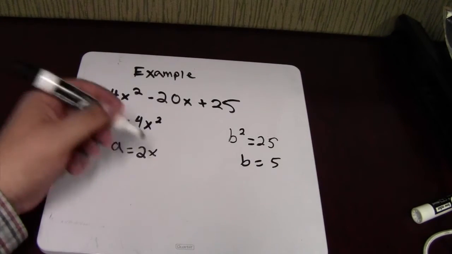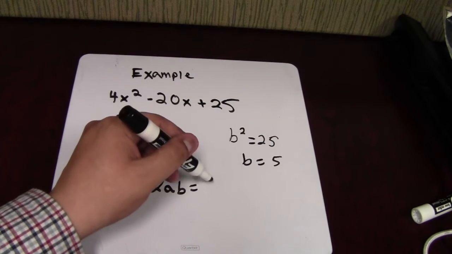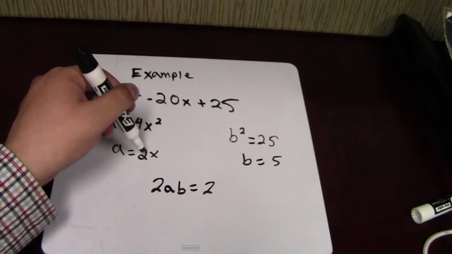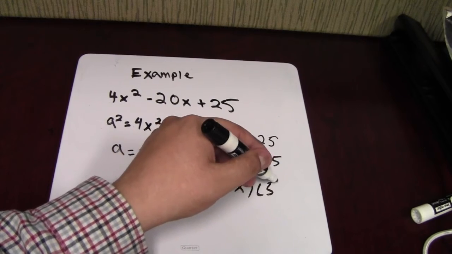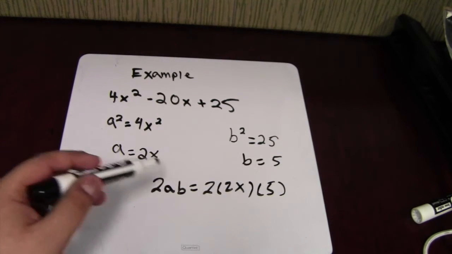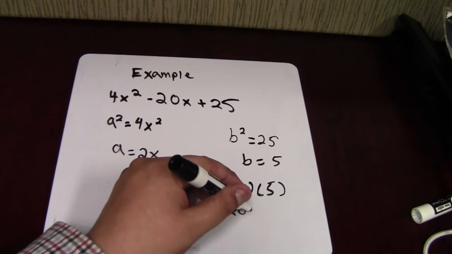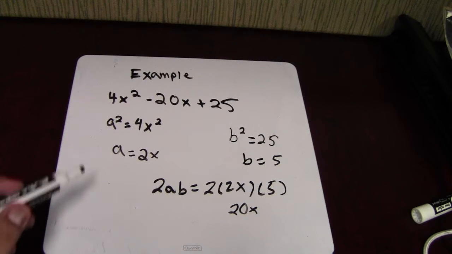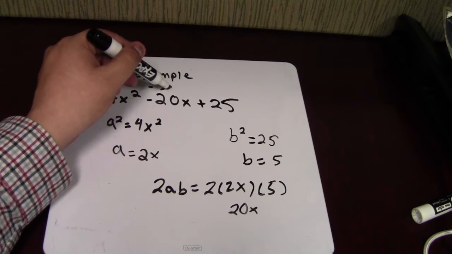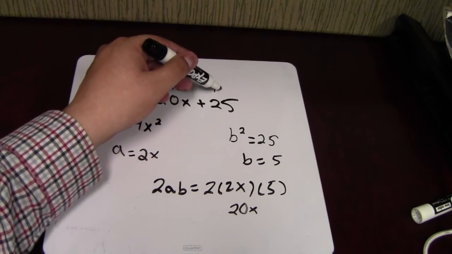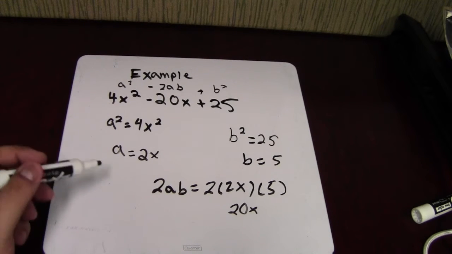Let's look at that. What is 2ab here? Well, 2ab is going to be 2 times this, 2 times this right here, and b is here. So this is 2ab. What does that give us? Well, 2 times 2 is 4, so 4x, and 4x times 5 is 20x. So as you can tell, we have 2ab here. This is minus 2ab then. Here's b squared, and this is now a squared. We can confirm that because we've just checked it all.